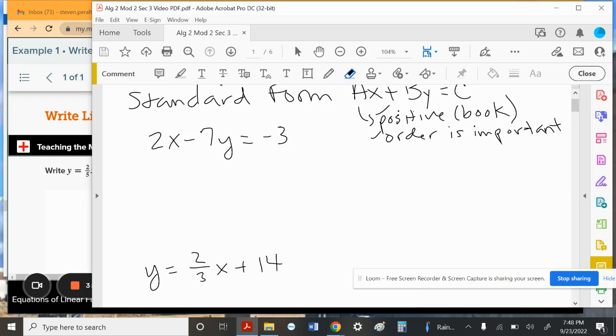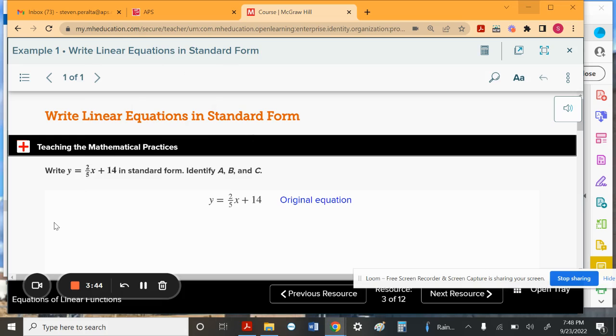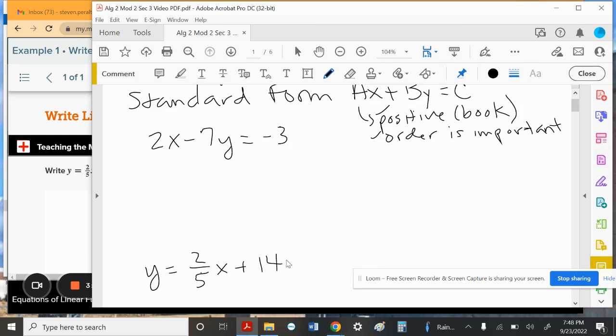And we're going to see if we can erase the 3. We can. Good deal. And so that should be a 2/5 x plus 14. So that's what we should have for that. We have to figure out what a, b, and c are. Now notice that the x and y are not on the same side.